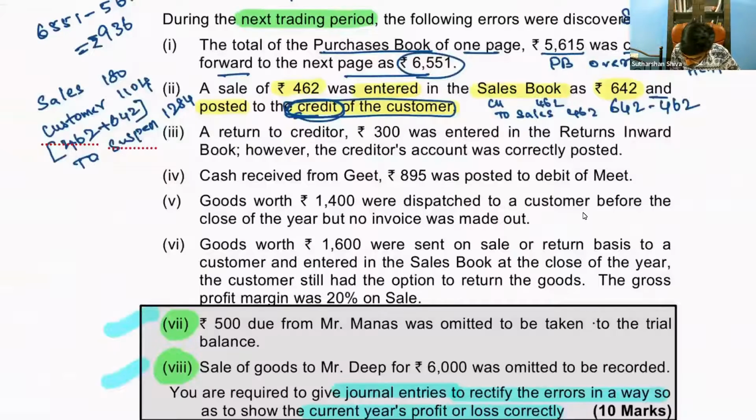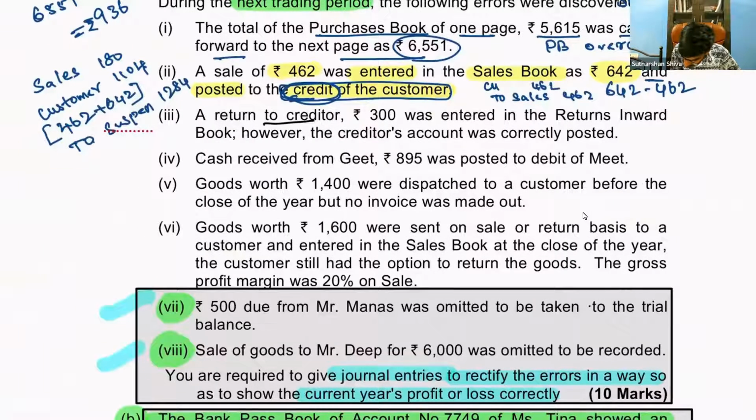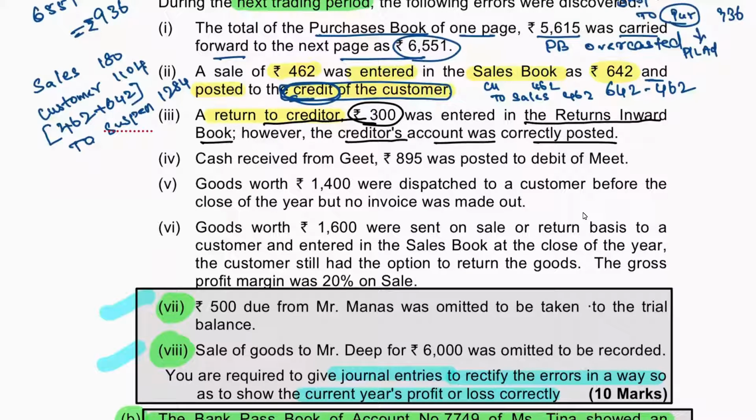Quickly we will do. A return to creditor of 300 was entered in the return inward book. However, the creditor's account was correctly posted. It is not affecting the creditor's account. It is affecting only the return inward account. First, what is written to creditor? Is it written inward or written outward? Written outward. Very good.